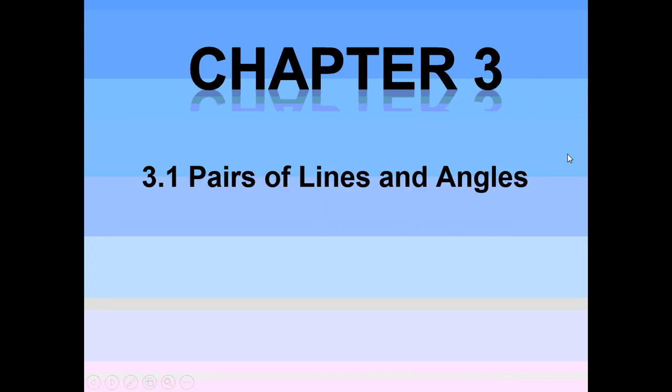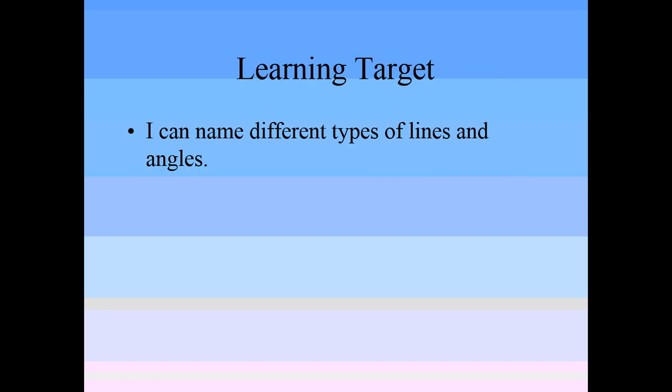In 3.1, we're going to start talking about lines and angles. We're going to focus on lines and angles. So the learning target for this section here is I can name different types of lines and I can name different types of angles. There's going to be several different types of lines and angles throughout this section. So the majority of this is just going to be vocab.